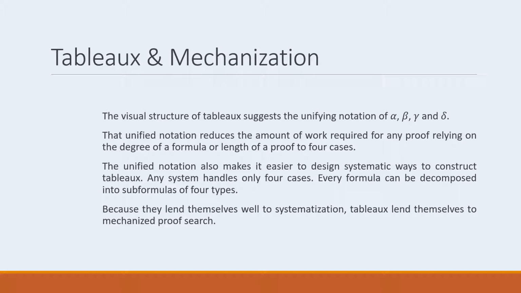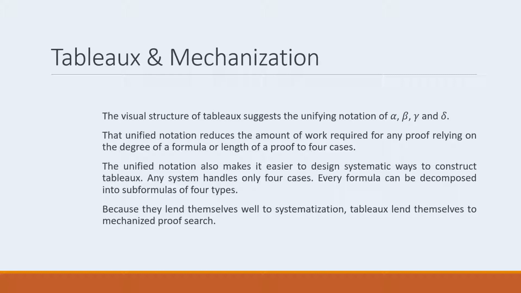So, we've done some Tableaux. We've shown that Tableaux in general are a sound and complete way to construct proofs. What makes them particularly appealing is that they lend themselves really well to mechanization. So I think the visual structure of the Tableau really suggests that unifying notation of alpha, beta, gamma, and delta. It really lays things out in a way that illuminates the underlying symmetry of a lot of these formulas.